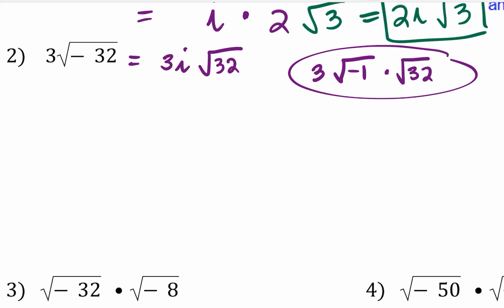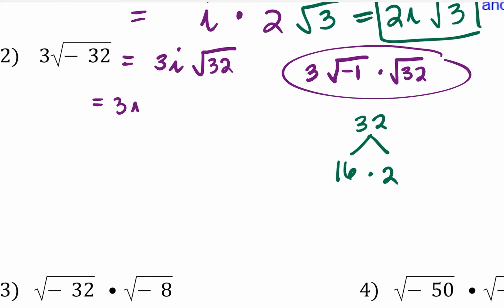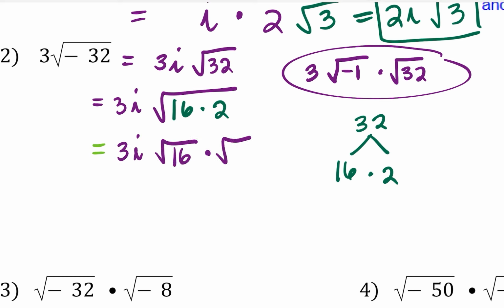So 32, we're going to split 32. 32 can be split into 16 times 2, and 16 is a perfect square. So therefore we can write 3i square root of 16 times 2. And then we split the radicand: square root of 16 times square root of 2.